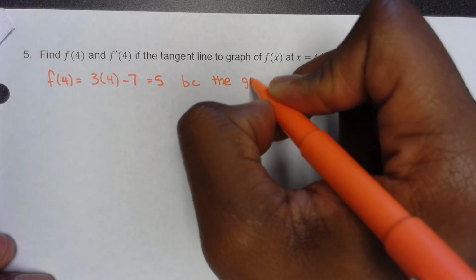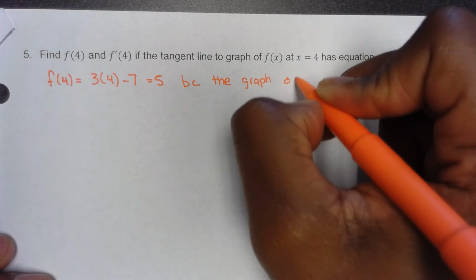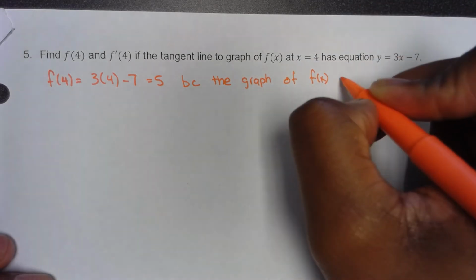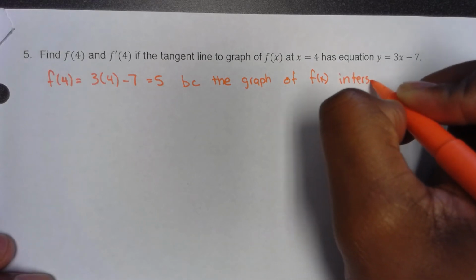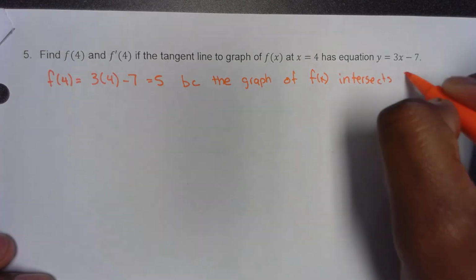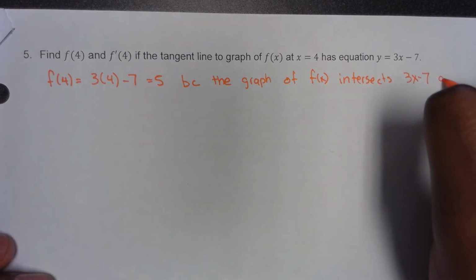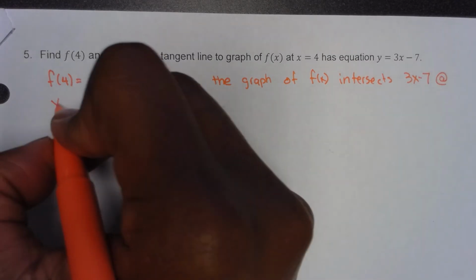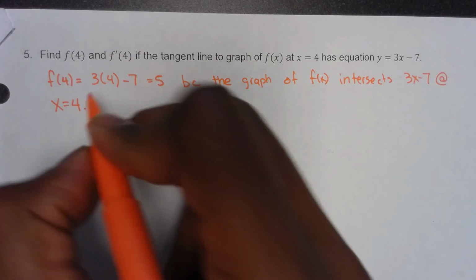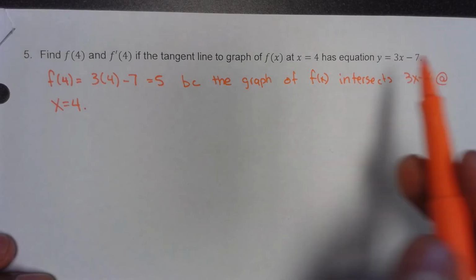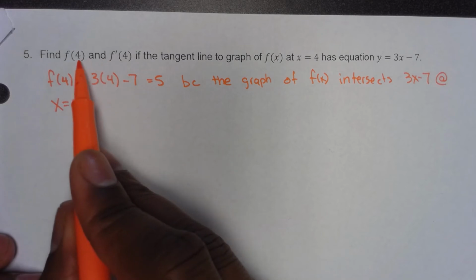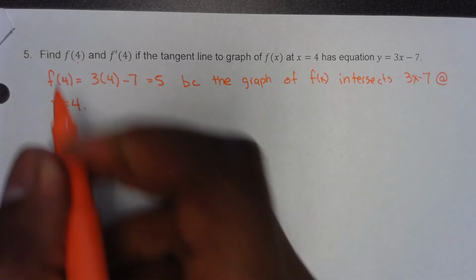the graph of f of x intersects 3x minus 7 at x equals 4, which means they have the same y value. So whatever the y value is for this line, it has to be the same thing for f of x when x is 4. So we know that f of 4 is 5.